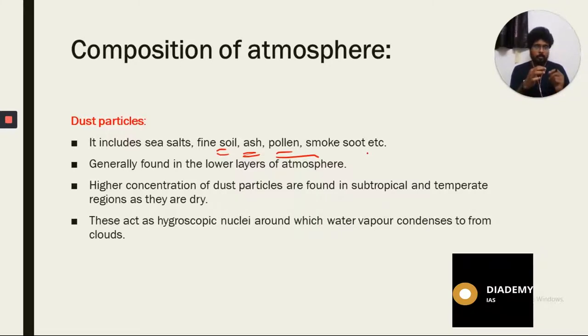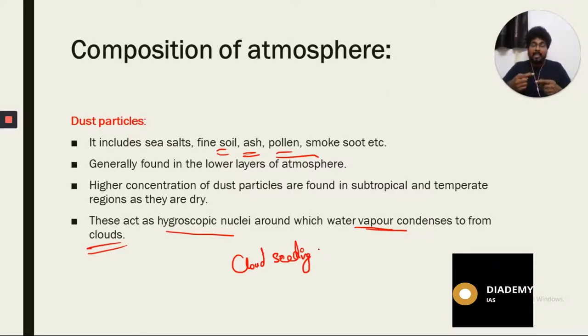Because the water vapor which rises will get something to hold on to. So over the dust particles, the water vapor will come and condense, and the clouds will subsequently be formed. Here you can see they act as hygroscopic nuclei around which water vapor condenses to form clouds. This is the basic principle which we also use in cloud seeding. That means we will throw some chemicals, and surrounding those chemicals, the clouds will be formed.